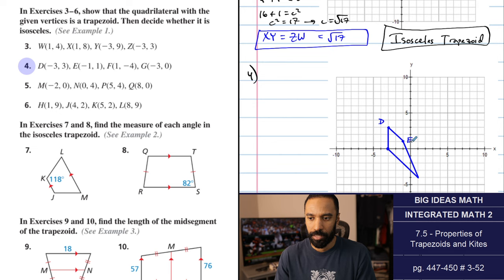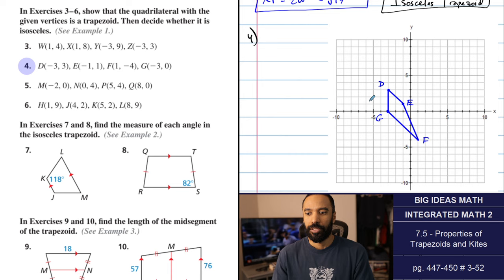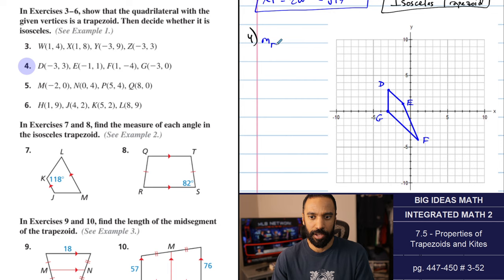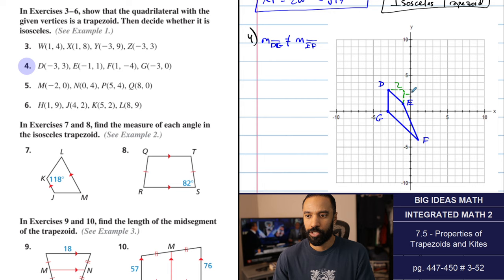Let's see. Clearly, DG, the slope, I'm just going to go straight into it. The slope of DG, if it's visible based off of one vertical and one not, I'm going to call it like it is this time. It's not equal to the slope of EF. However, these slopes have over 2, down 2, down 4, over 4.